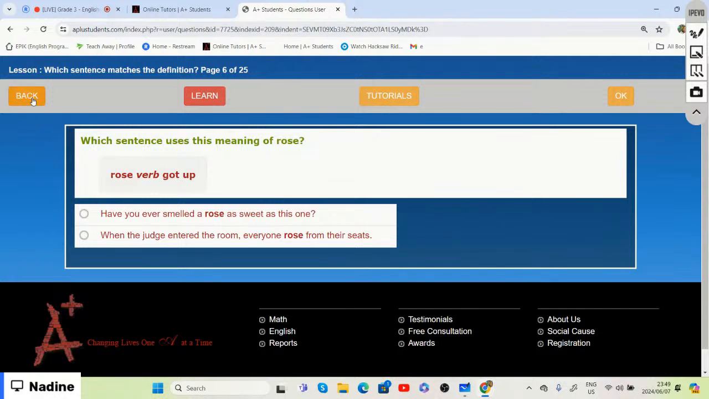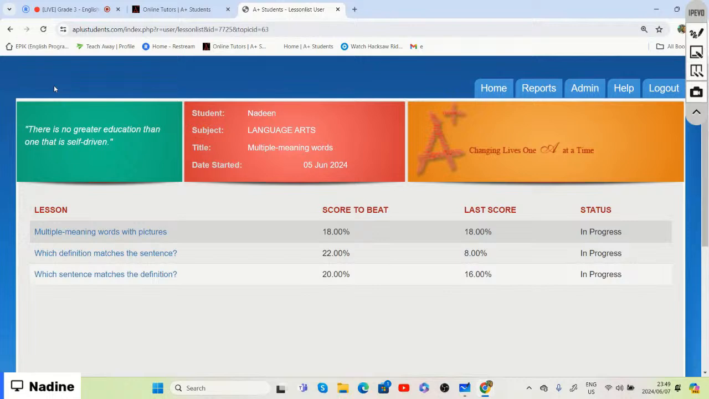All right, so that is the end of our lesson on multiple meaning words. We said multiple meaning words are words that are spelled the same, but mean different things, right? They have multiple meanings.